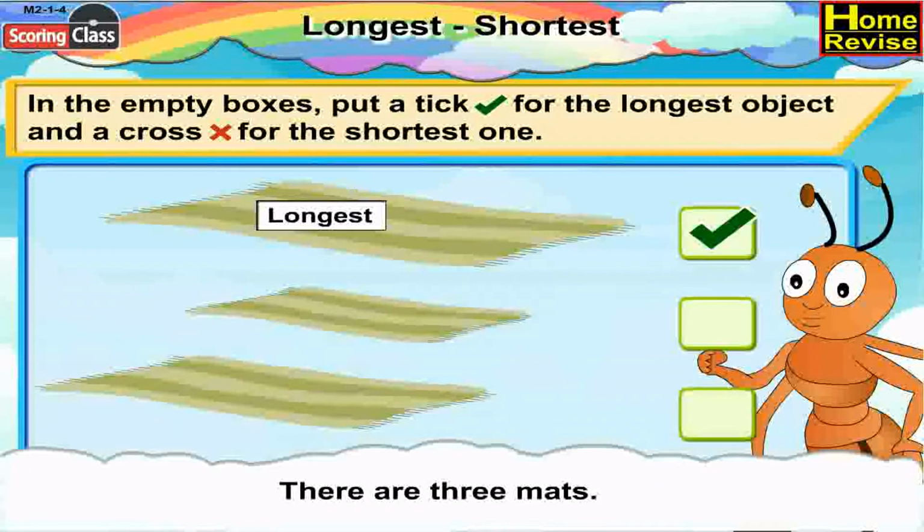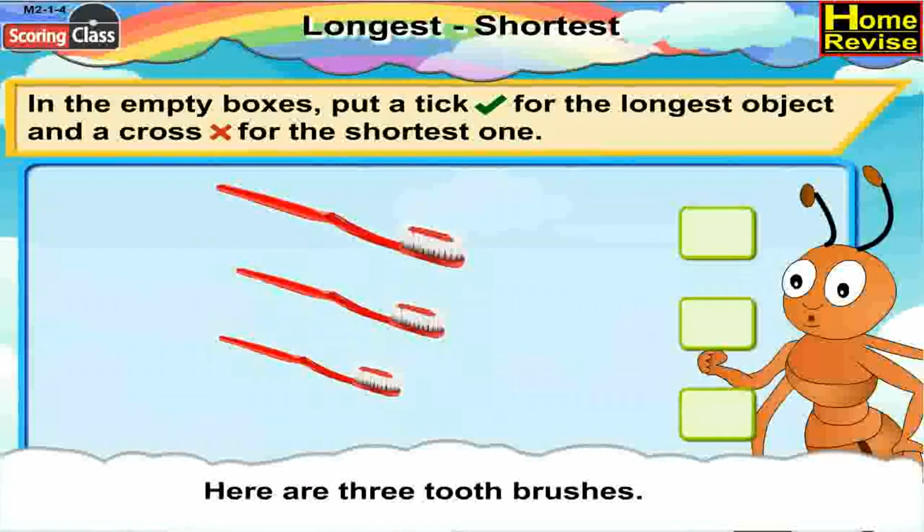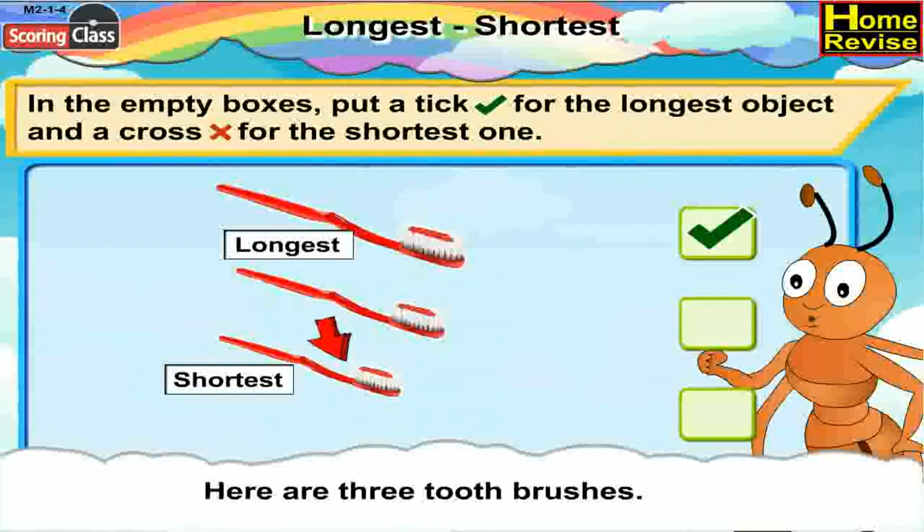Now we'll find the shortest mat. Yes, the second mat is the shortest. So put a cross in the box which is in front of second mat. Here are three toothbrushes. Which one is the longest? You're right. First one. So put a tick in the box. Which one is the shortest? Third one is the shortest. So put a cross in the box in front of the third toothbrush.